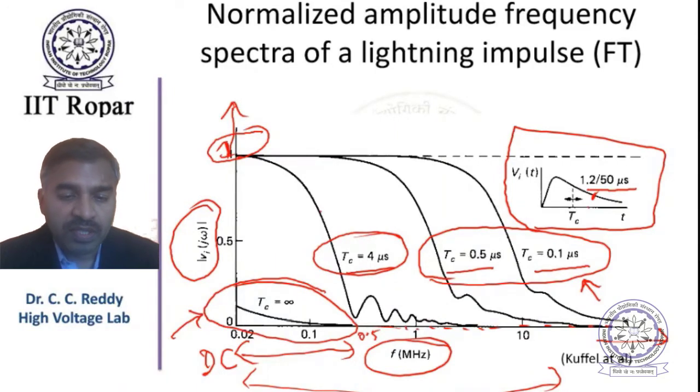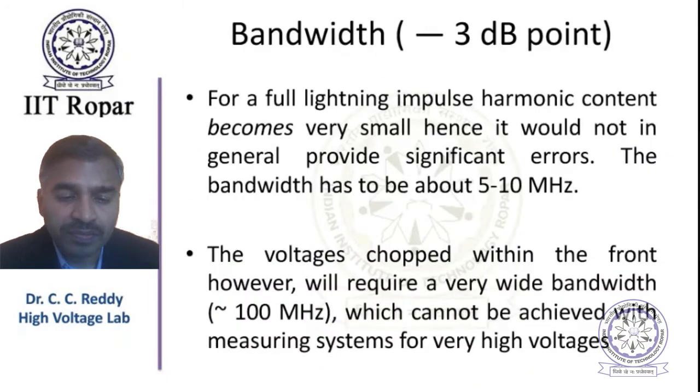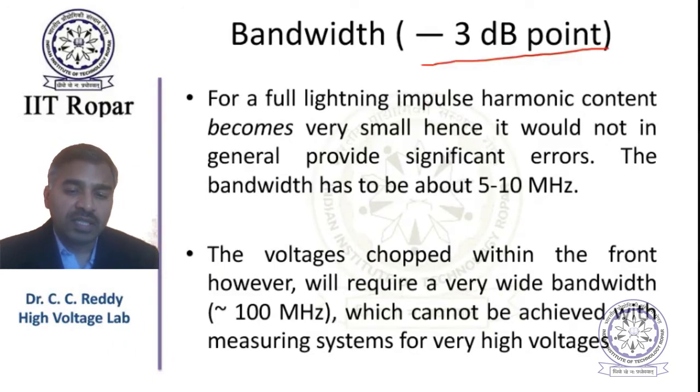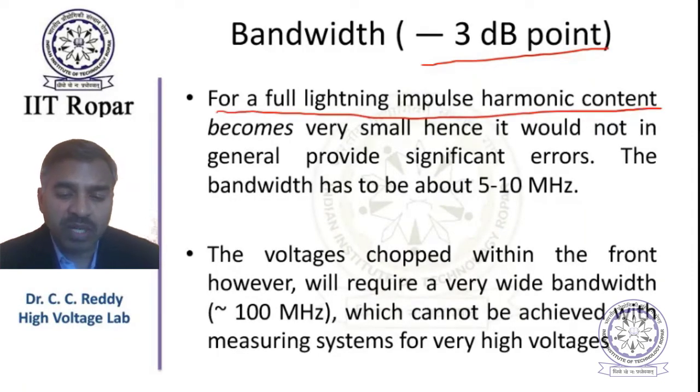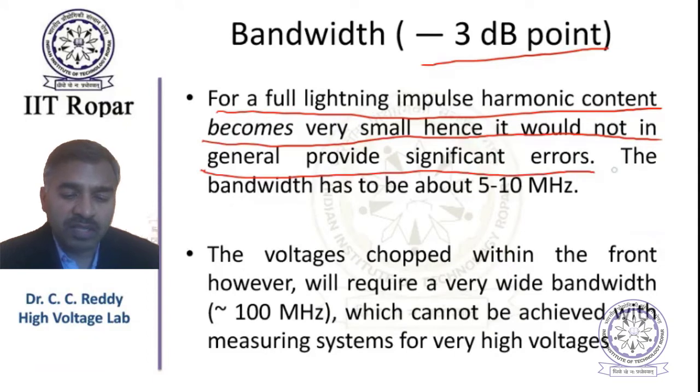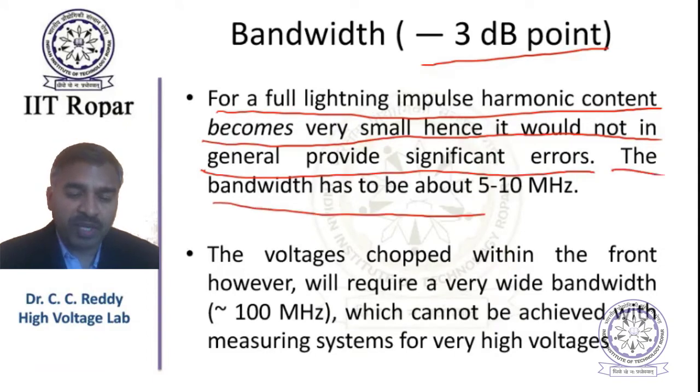Now let us see the 3 decibel bandwidth. 3 decibel band means minus 3 decibel band. So within that, the magnitude will fall only by 3 decibels. So, for a full lightning impulse, harmonic contents become very small and hence it would not, in general, provide significant errors. The bandwidth has to be about 5 to 10 megahertz.